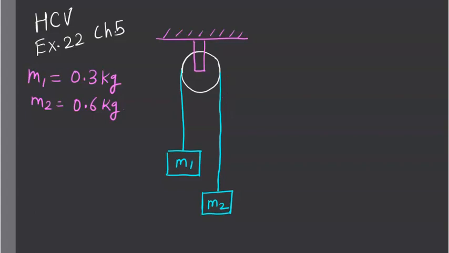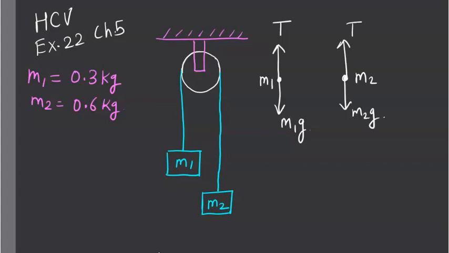Let's take this mass m1. Okay, so this is mass m1 over here. The upward force is the tension T, and the downward force is m1g. This is the free body diagram. In a free body diagram we include all the forces acting on the object, and similarly for mass m2, the downward force is m2g.